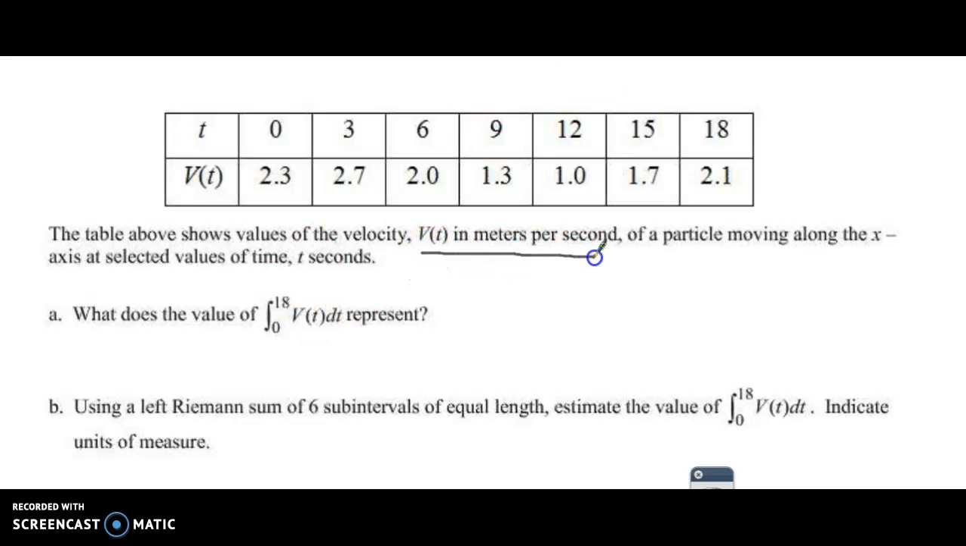Moving on to the next one, we're looking at velocities in meters per second, moving along the x-axis, t is in seconds. So if we were answering this question, what does the value of the integral from 0 to 18 of v of t dt represent? I think you'd be fine to say that it is net distance, or you can say displacement.